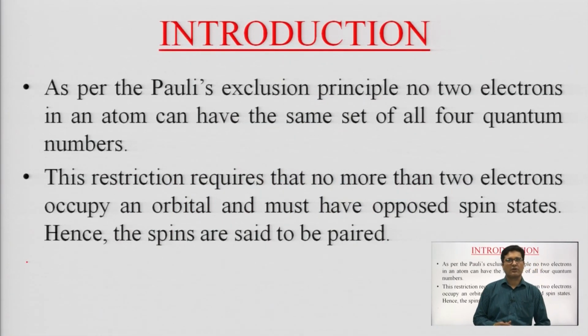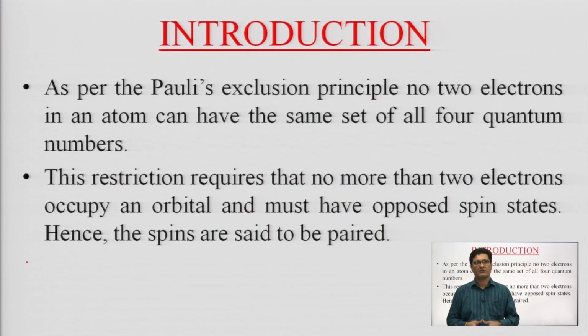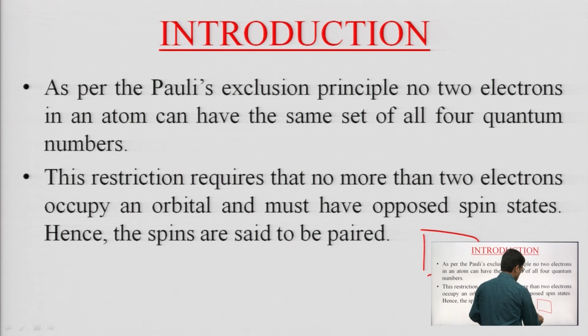As we all know, as per Pauli's exclusion principle, no two electrons can have the same set of all 4 quantum number values. This restriction requires that no more than 2 electrons can occupy an orbital and they must have opposite spin states. In that condition, where the electron spins in any orbital are in the paired state, the condition is called a paired state.